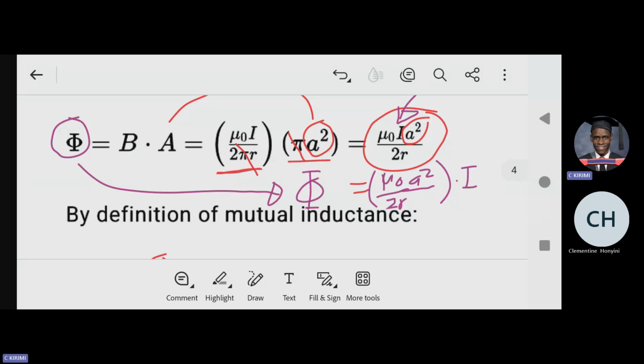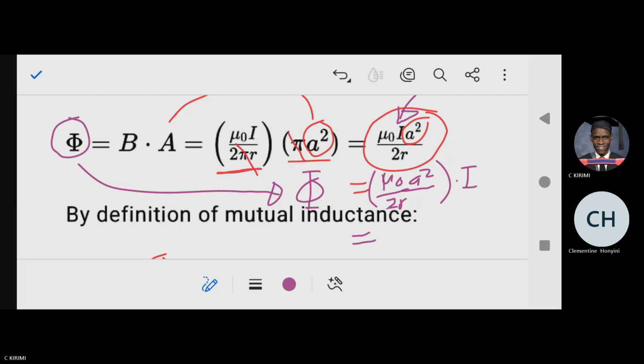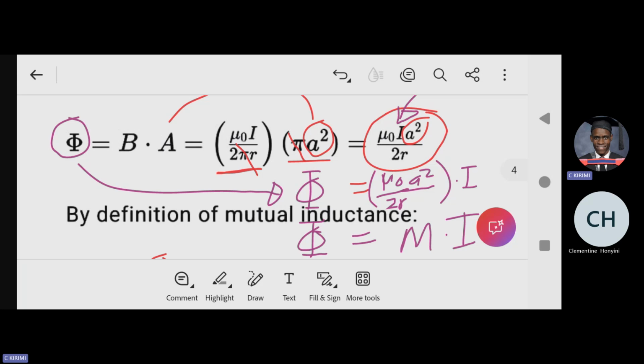Why am I doing it? So that you know that this flux, you can also write using the definition of mutual inductance, which is M times I. So that flux can also be written as mutual inductance times the current, like this. From here, you can clearly see what M is equal to. M will be equal to.